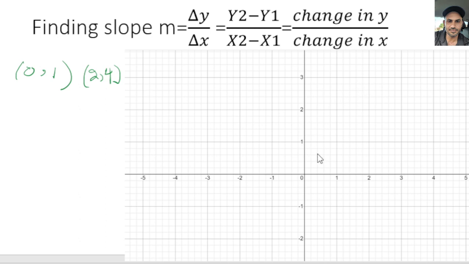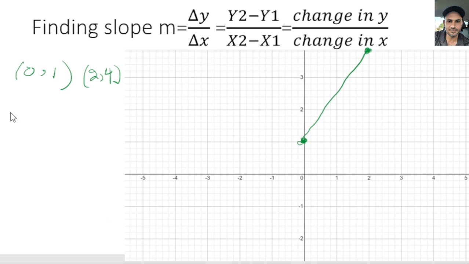So let's first graph these 2 points. First one is 0, 1, so that would be right here. The other one is 2, 4: 2 in the x direction and 4 in the y direction. So we're looking at around here. Now we connect these 2 points with this segment. We want to find out the slope of this segment, so we use the equation I gave you above.